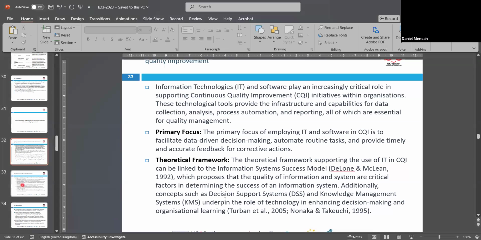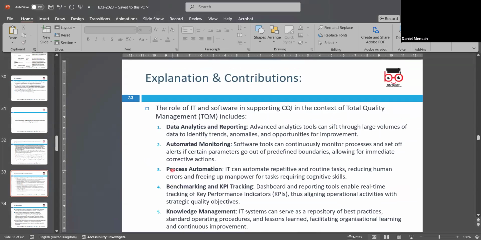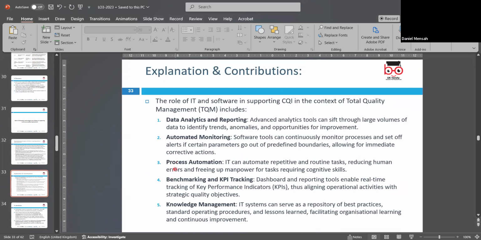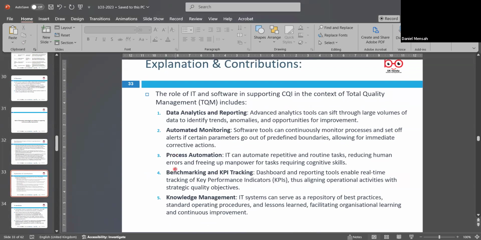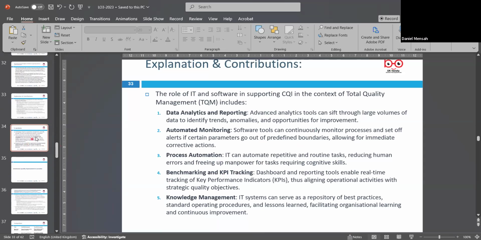So there are many, and this is the implication and contribution of IT and software in the CQI field. You can read these yourself, okay? I can tell you these are very self-explanatory, but in case you have any questions, in the next session you can bring your queries and we can discuss those things.